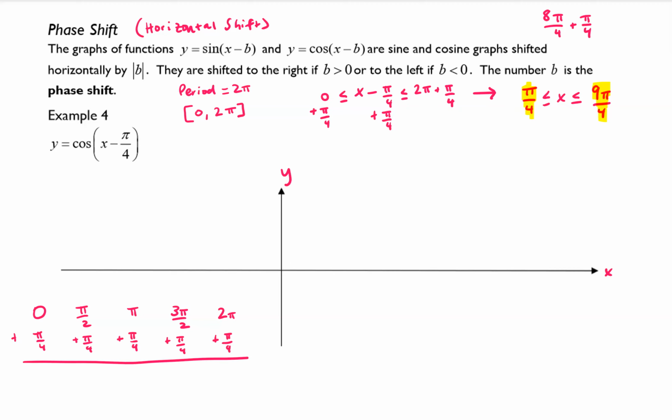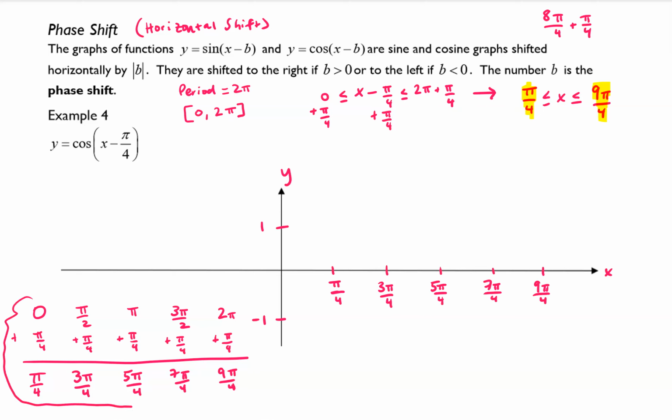So I'm going to quickly do this addition. I've gone ahead and added pi over 4 to all of those angles that I normally use when I'm graphing sine or cosine, and those are now what are going to be placed on the x-axis. So I'm going to go ahead and place those values on the x-axis. Okay, so now that I have my x and y-axis filled out, let's start to plot some points.